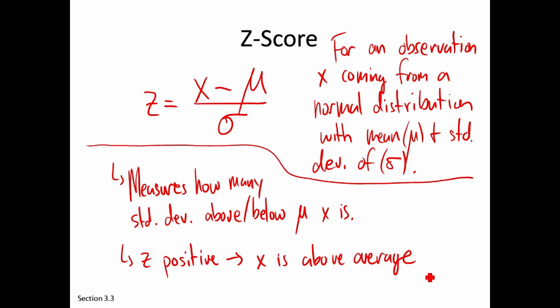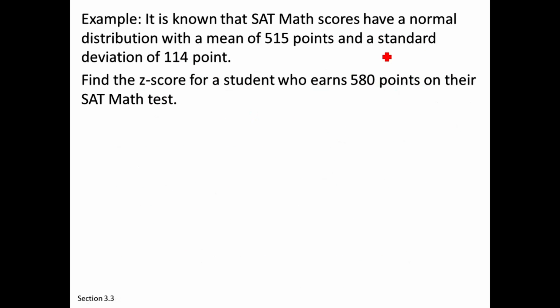Like so many things in this course, the easiest way to figure out how you do it is just to see it calculated. This is conceptually what it is, but it's really not that difficult to calculate. So I'll give you an example. Let's go back to the SAT scores. They have that normal distribution with a mean of 515 and a standard deviation of 114. I want to find the z-score for a student who gets a 580 on their math test.